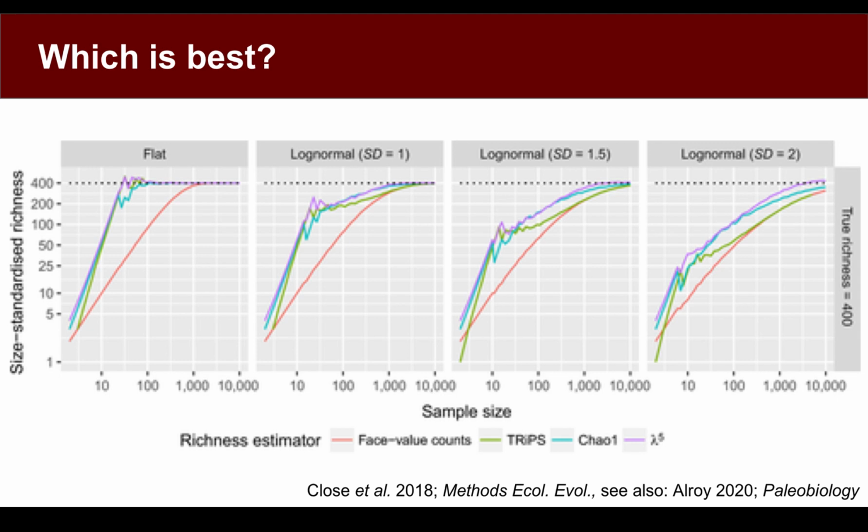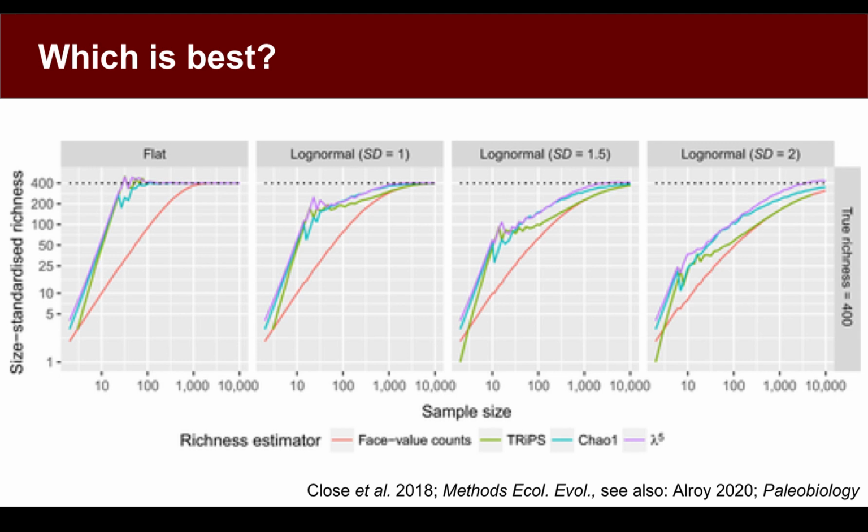We can interpret a few things from this. First of all, as we go left to right in each of these plots, we're increasing our sample size. The dashed line at the top is true diversity. So obviously, ideally, we want to hit that very quickly. And we see we do that on the left when our rank order abundance is flat, with most of our methods getting there very quickly relative to face value counts.